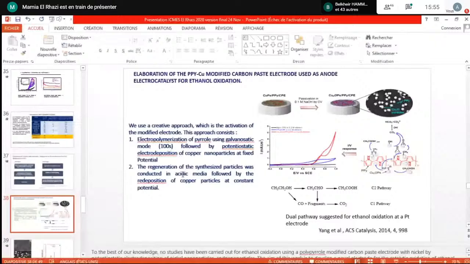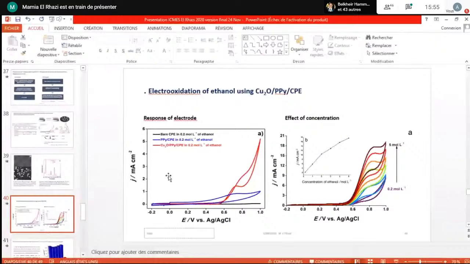And we can see that the resistance of the copper oxide electrode is really very important here. And the current observed is about 2 milliampere. And also we studied the effect of the concentration, and we can reach a very high concentration. We can oxidize up to 5 molar of ethanol.